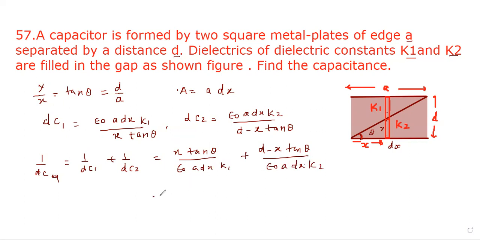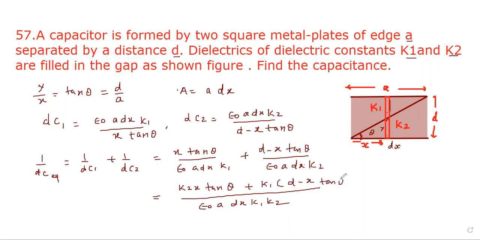Now, we can take the LCM. So the LCM will be epsilon naught A dx times K1 K2. So this will become K2 x tan theta plus K1 times D minus x tan theta, which can be simplified to epsilon naught A dx K1 K2, and if we open the bracket here, we will get K2 x tan theta minus K1 x tan theta plus K1 D. So we arrange it. Here we have to find out dC equivalent first. So dC equivalent will be the inverse of this.